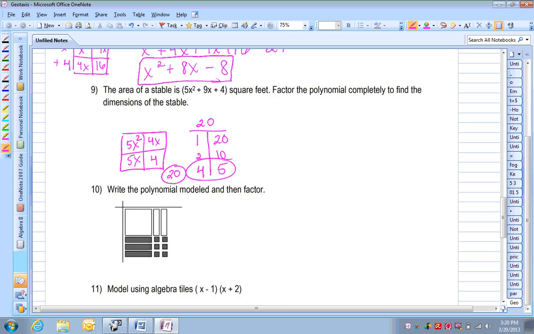Then I have to pull out the GCF. So the GCF between 4x and 4 is a positive 4. And it gets a positive because the box closest to it is positive. Then I need to find the GCF between 5x squared and 5x, and I get to pull out a 5x. The GCF between 5x squared and 4x is just 1x. And the GCF between 5x and 4 is positive 1. So I factor that out to be 5x plus 4 times x plus 1. And that is the factored form of the area, so that tells me my dimensions are 5x plus 4 by x plus 1.